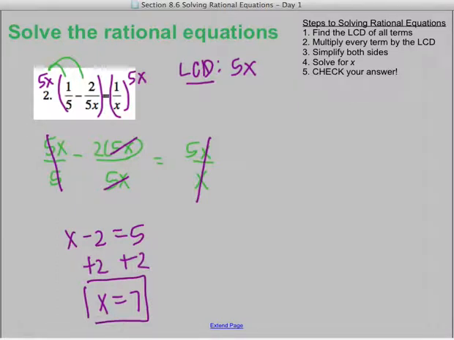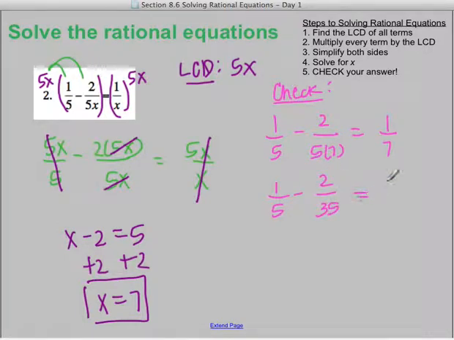You should definitely do this on your quiz or your test, because that way you make sure you have the right answer. So I plug it into the original. I have 1 over 5, so this is my check. So I have 1 over 5 minus 2 over 5 times x, so 5 times 7. We want to know, does that equal 1 over 7? Okay, well this would be 1 over 5 minus 2 over 35. Does that equal 1 over 7?